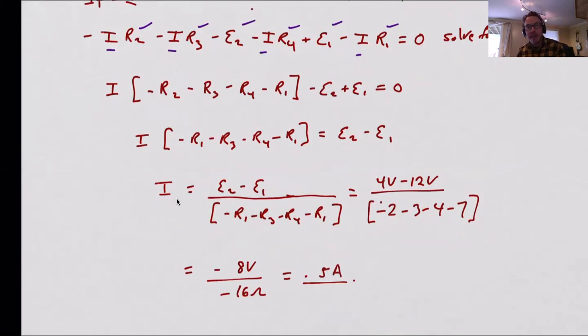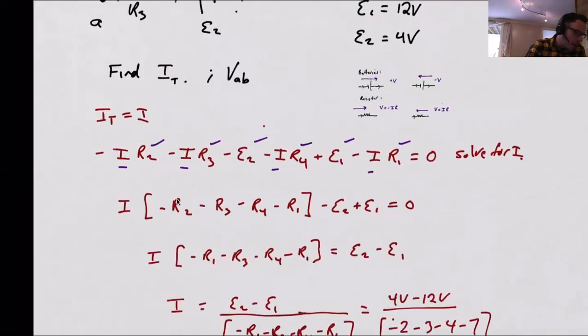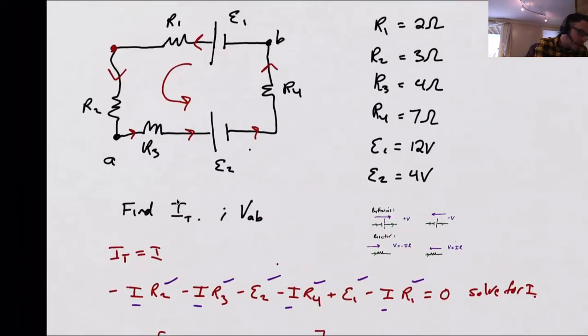It came out to be positive. What does the positive value mean? In the last video, we explained that it means the direction that we assumed was correct. So the current is actually flowing in that direction. Pause though. What if you just said, I don't believe you, James, I wanted to do it the other way?